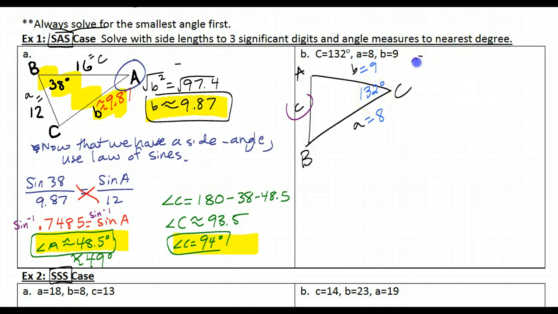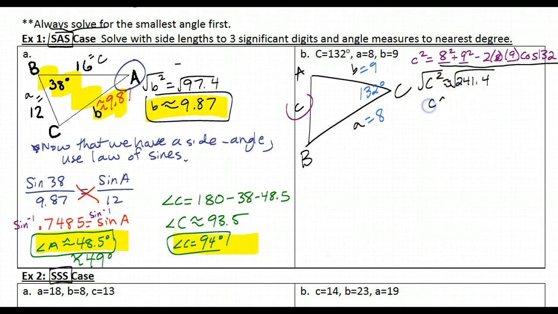So this time I'm going to lead my formula with C squared. So then the things that go here, here, and then here and here will be A and B. And A is 8. And B is 9. And then times cosine of my angle, which is 132 degrees. And again, I can just type that whole thing into my calculator because right now there is no variable. Those are just all numbers. So I end up with 241.4, and then I'm going to square root it. So C is approximately 15.5.